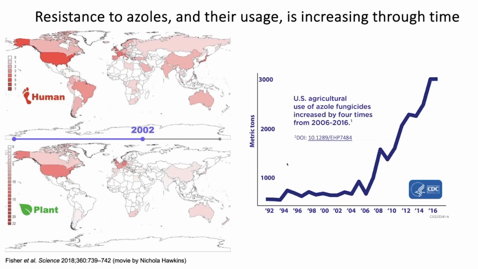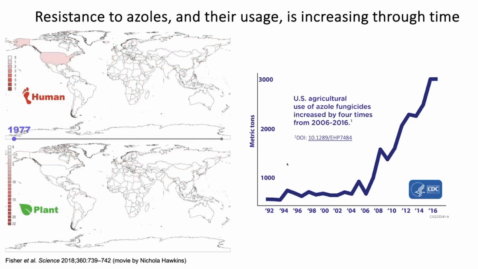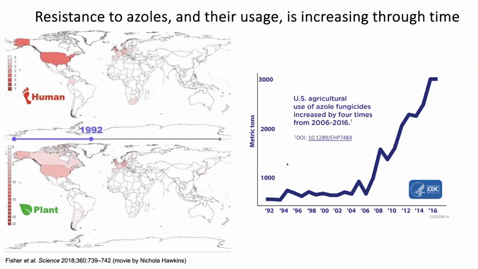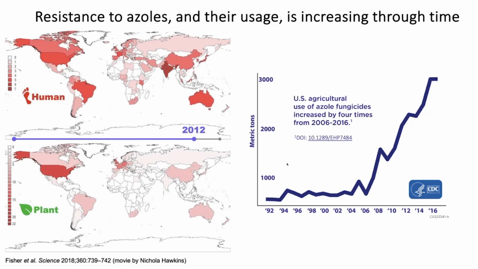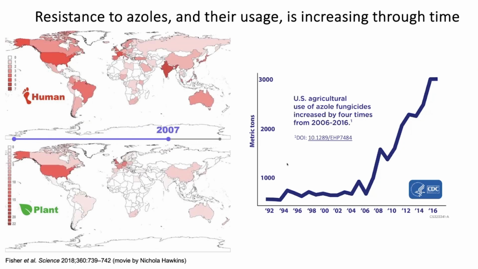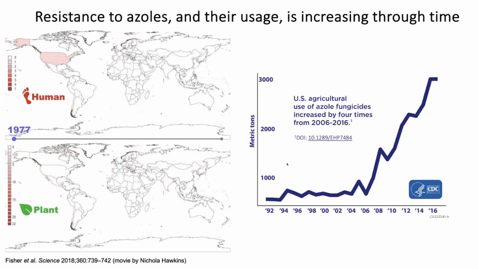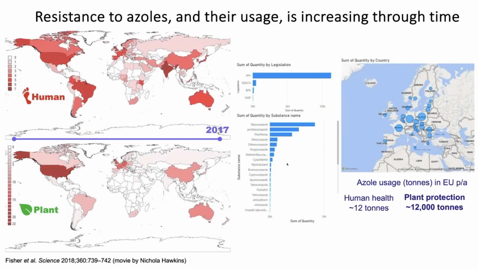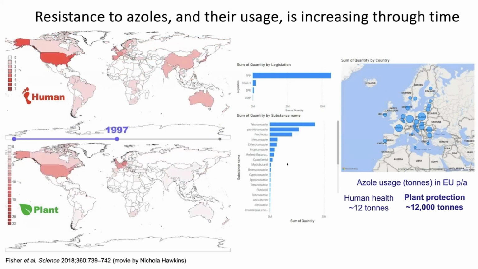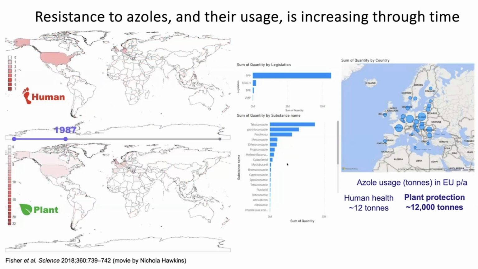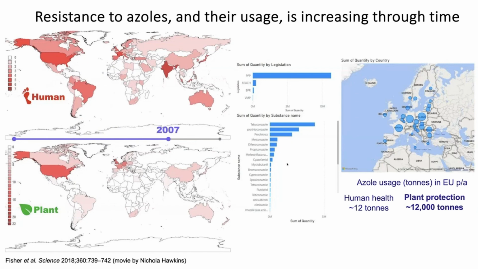Let's just think about the azoles. We're addicted to this class of chemicals. It's used enormously in agriculture. It underpins food security across the planet. And you can see this year-on-year increase in the United States. Since the introduction of this class of chemicals in the 1980s, we've seen resistance accruing in a vast number of different pathogens, both in the plant and human space.